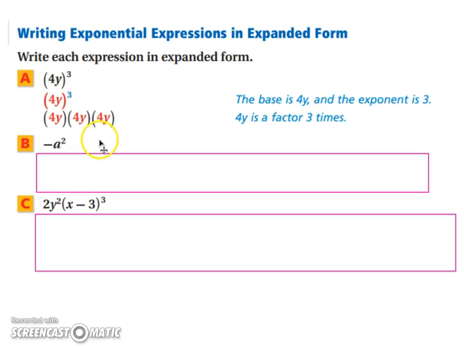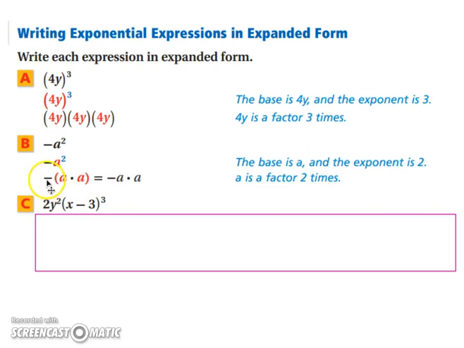Take a moment and pause the video and try B and C on your own. Now that you've had a chance to try B and C on your own, let's try them together. Notice how there are no parentheses. Therefore, your base is only the a, not minus a. So our a is squared, and the minus will just stay in front for a while. So we have minus a times a. You can simplify it to negative a times a as well.